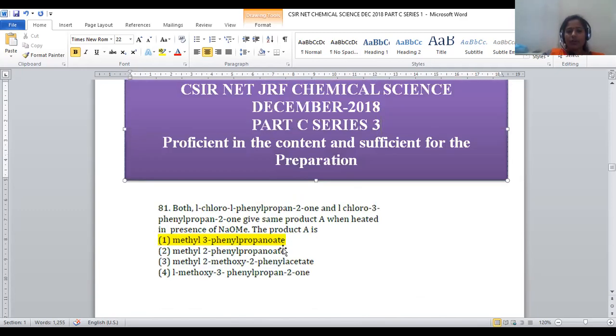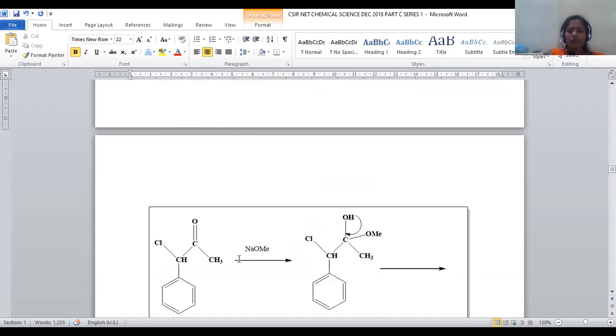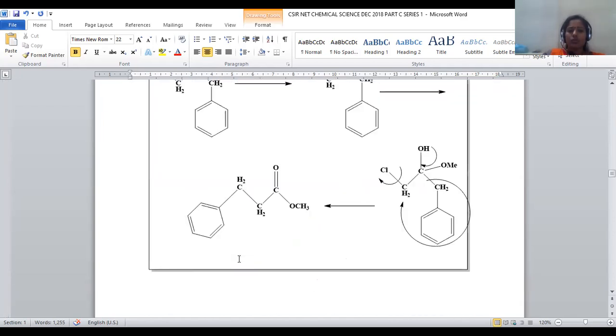Methyl 3-phenyl propanoate can be obtained upon treating 1-chloro-1-phenyl propan-2-one and 1-chloro-3-phenyl propan-2-one. So both are positional isomers. On treating with sodium methoxide, the expected product will be methyl 3-phenyl propanoate. For question number 81, option number 1 will be the right answer. Let us move on to question number 82.